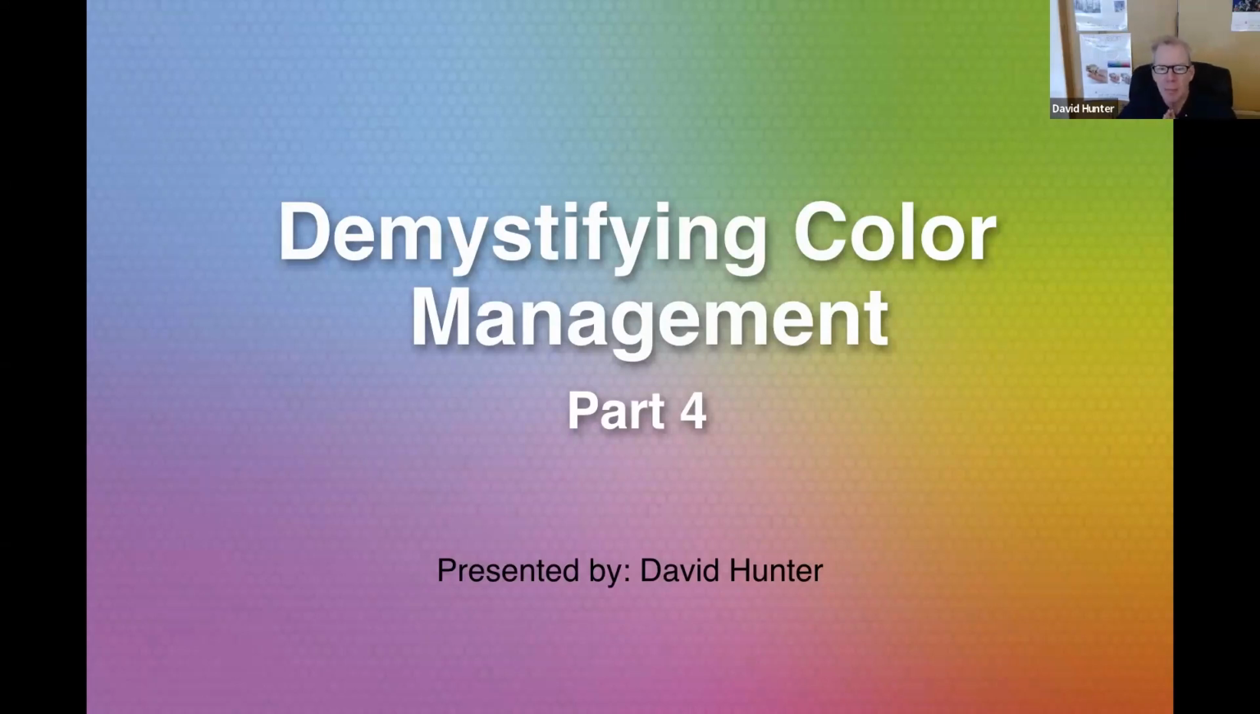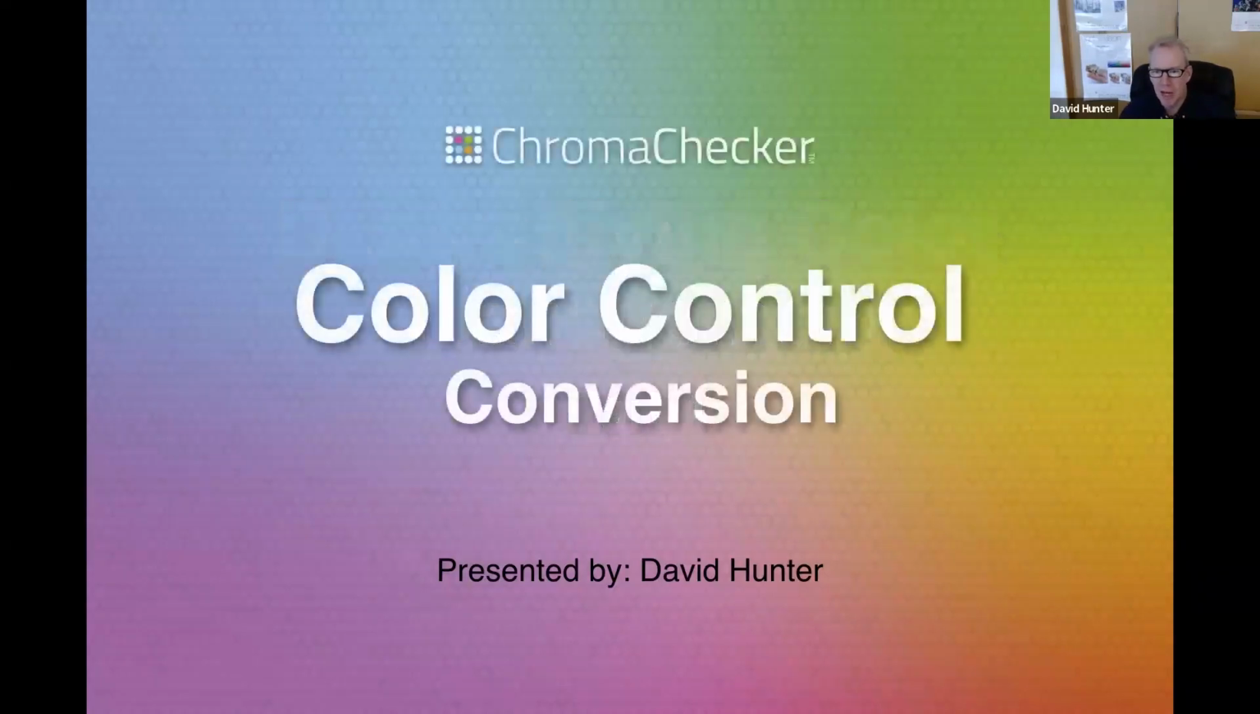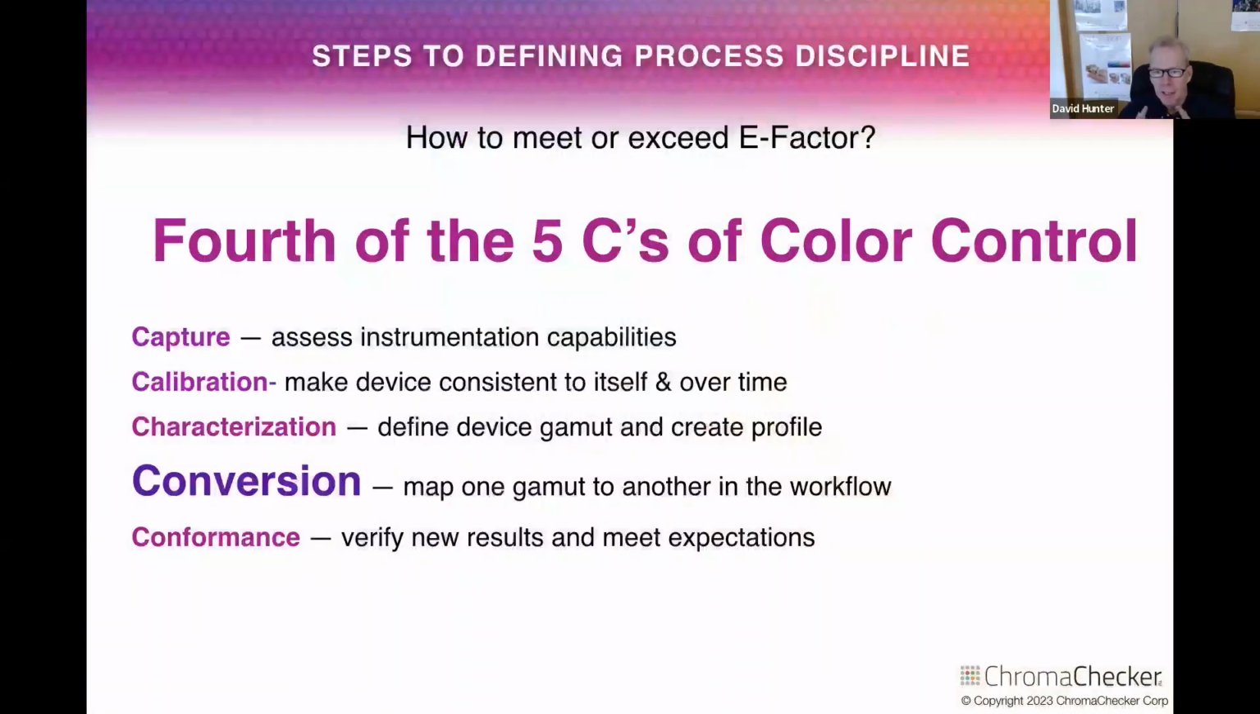Today we're going to be talking about color conversion, part 4 of our demystifying color control. Today's session is the 4th C in our 5 C's of color control. It's the idea of once you've assessed your instrument capabilities and you've got your printers to be consistent to themselves or your monitors to be consistent to themselves, and then you've characterized them, so you've defined the gamut, or the range of color that these devices are capable of producing.